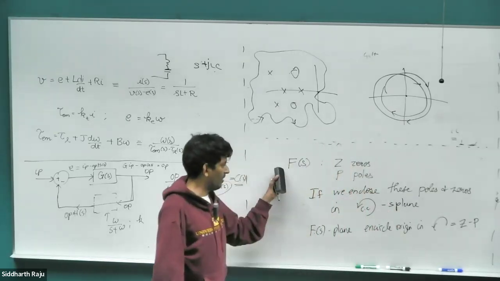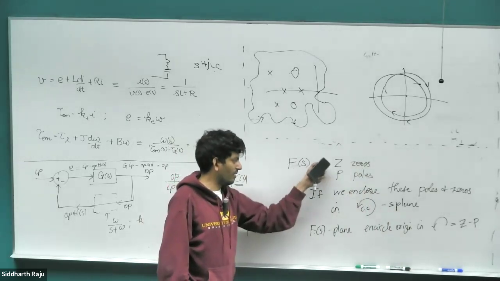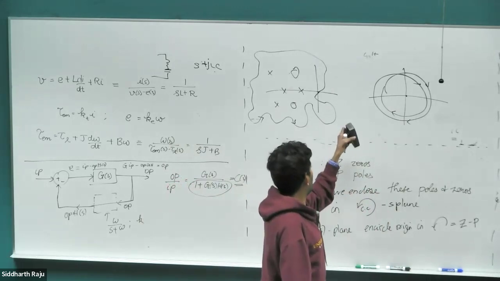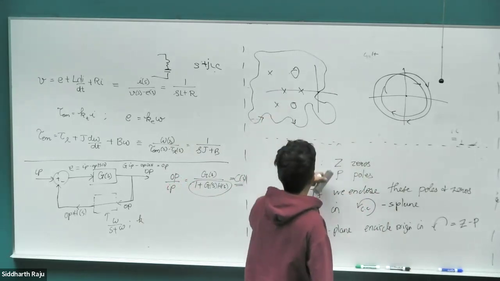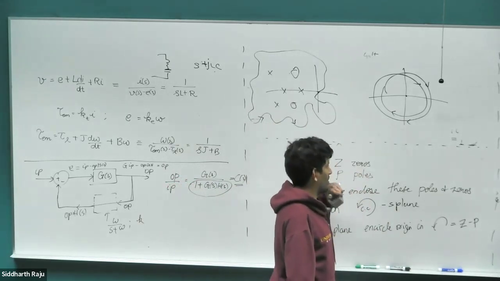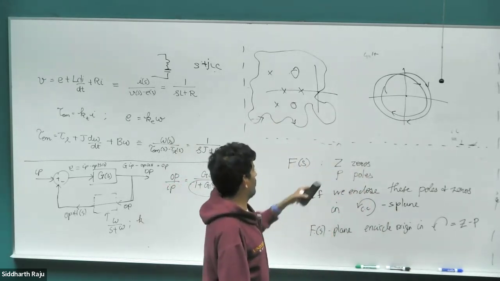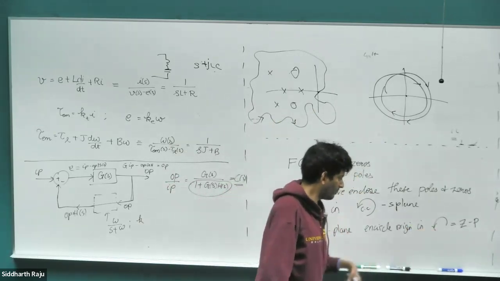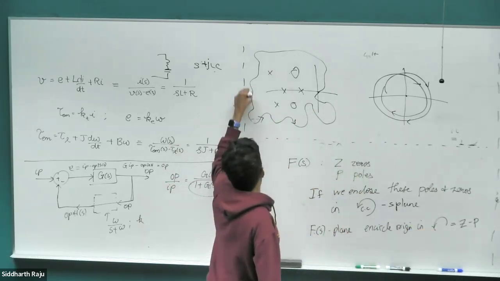If I give you some kind of f of s transfer function, which has some Z zeros and P poles, you should be able to figure out where the poles are, and then depending on what loop you draw, you should end up having some kind of curve on the f of s plane that encircles the origin by the number given by this. Let's say the same loop.